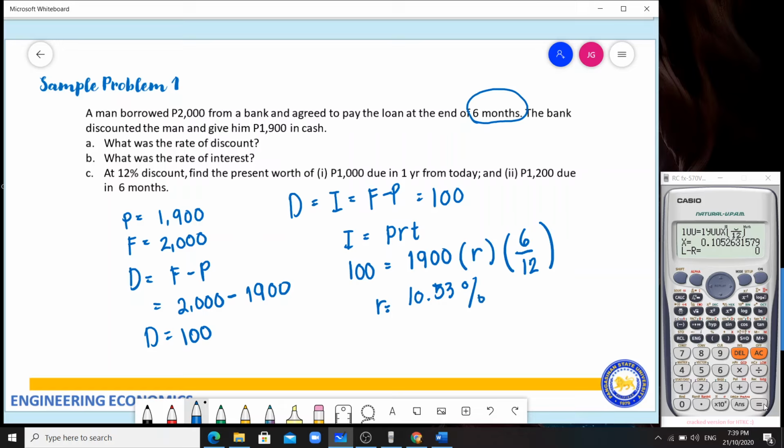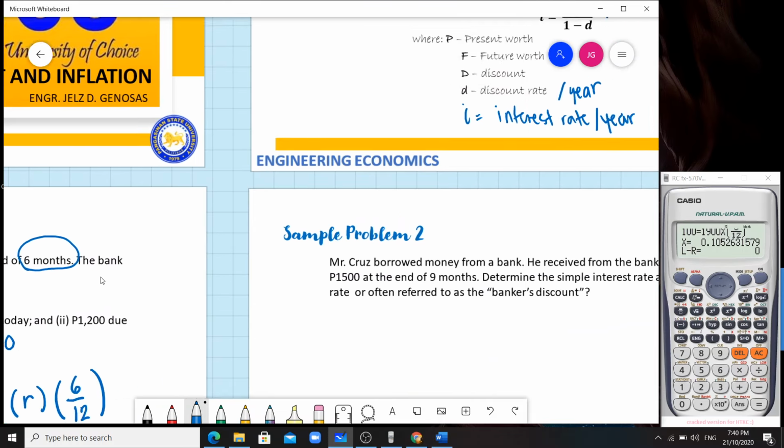Now, paano natin kukunin yung discount? Kunin na natin siya in such a way yung formula kanina na I is equals to D over 1 minus D. And then, yung rate na nakuha natin sa simple interest, ito yon. Okay? So, 0.1053 equals D over 1 minus D. Okay? Tama ba yung formula natin? Let's check. Okay, tama.